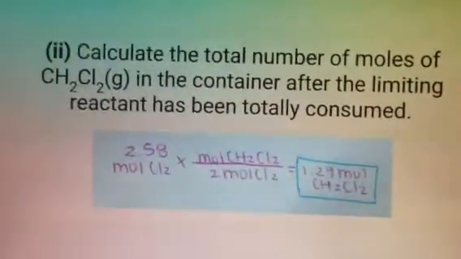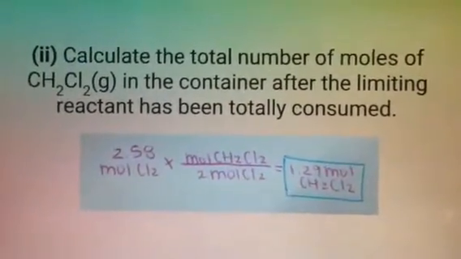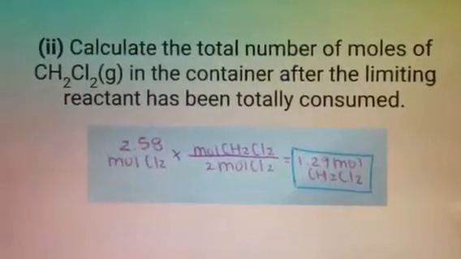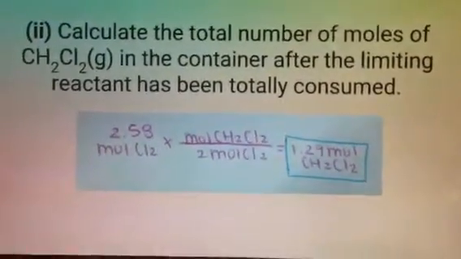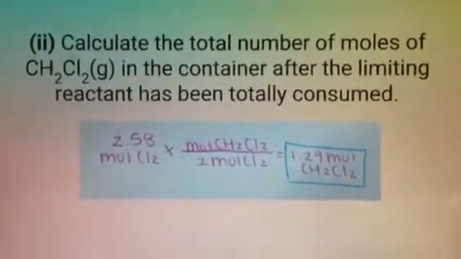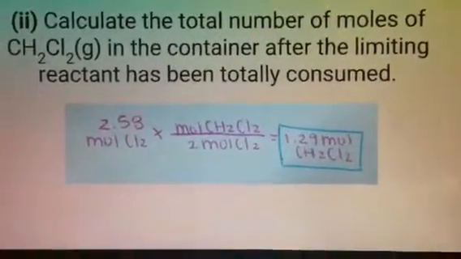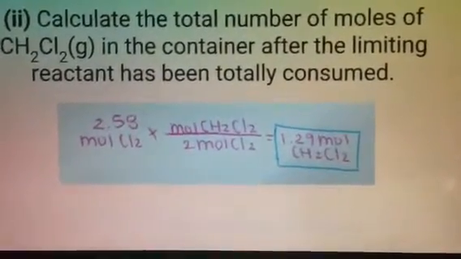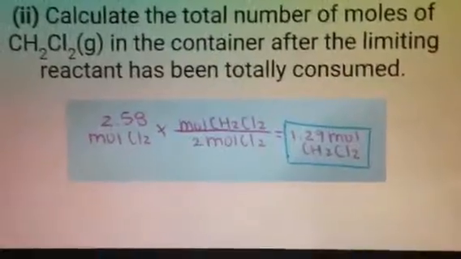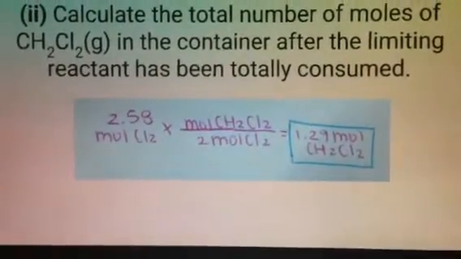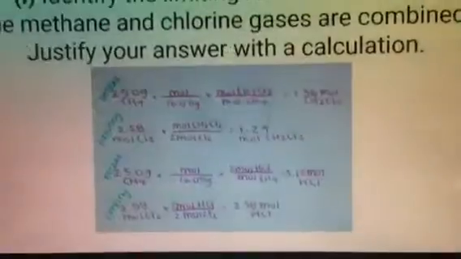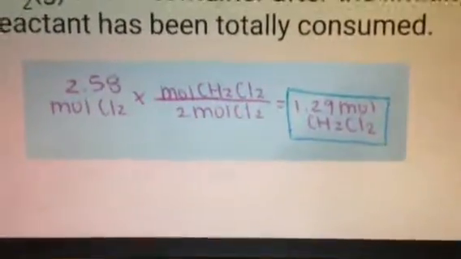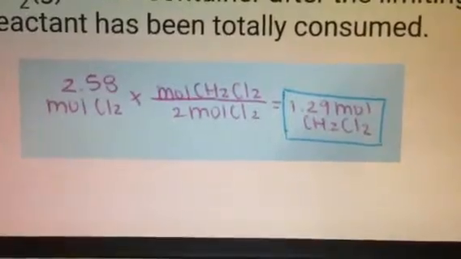The next part asks us to find the total number of moles of CH2Cl2 in the container after the limiting reactant has been totally consumed. So as we determined in the last part, chlorine was our limiting reactant, and we were given 2.58 moles of chlorine to begin with. So we multiply that by its molar ratio, which is 1:2, seen in the balanced equation, and that gets us 1.29 moles of CH2Cl2.